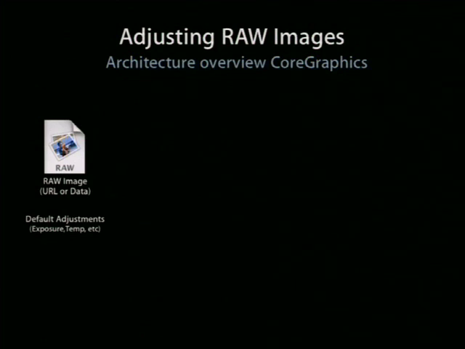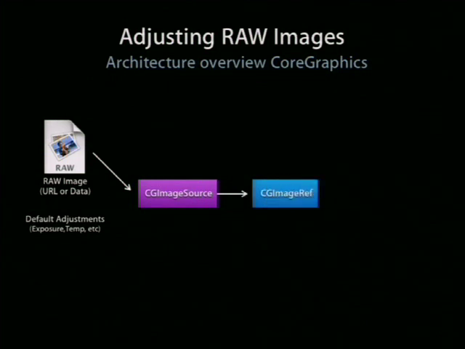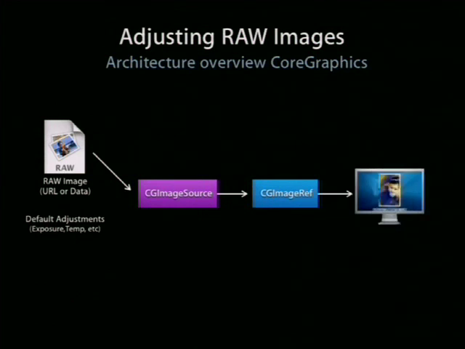You start out with a raw image, either a URL or data. And today, you can do this in either Tiger or Leopard using the Core Graphics APIs. If you use the Core Graphics APIs, we will use the default parameters, for example, exposure and temperature and adjustment. From that URL or data, you create a CG image source. From that CG image source, you can get a CG image ref. And then from that CG image ref, you can draw that to the display. And this works great and gives you a good default image.